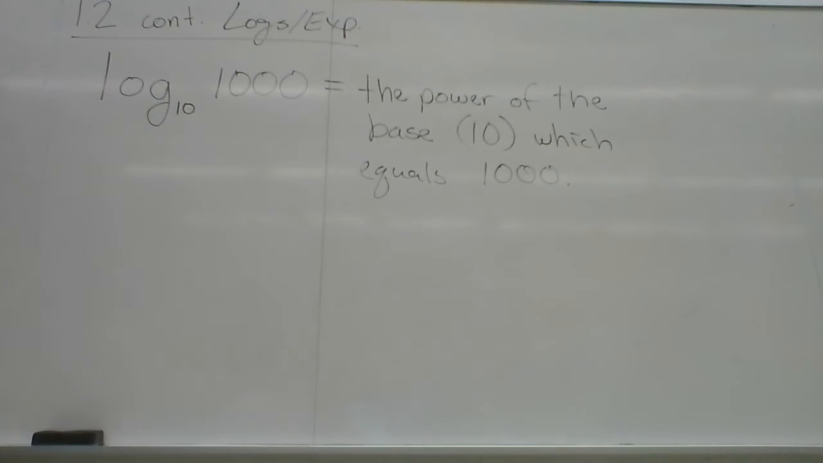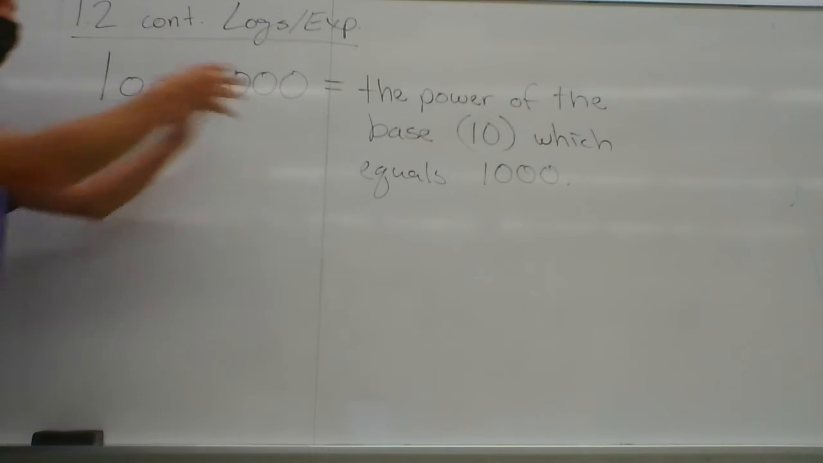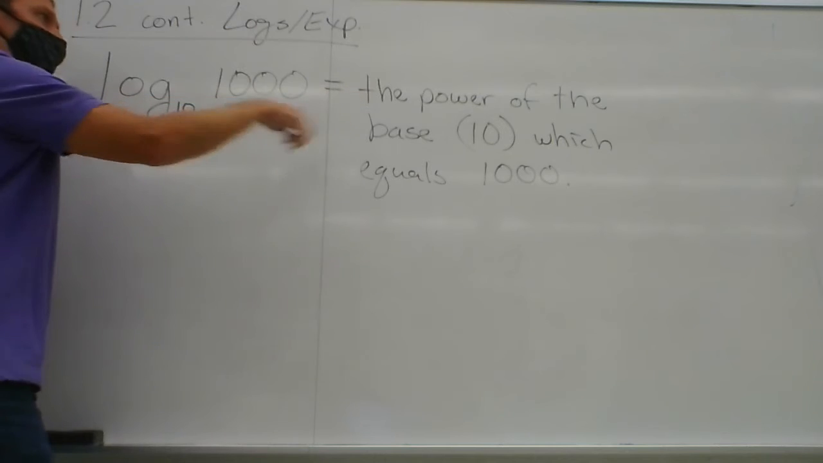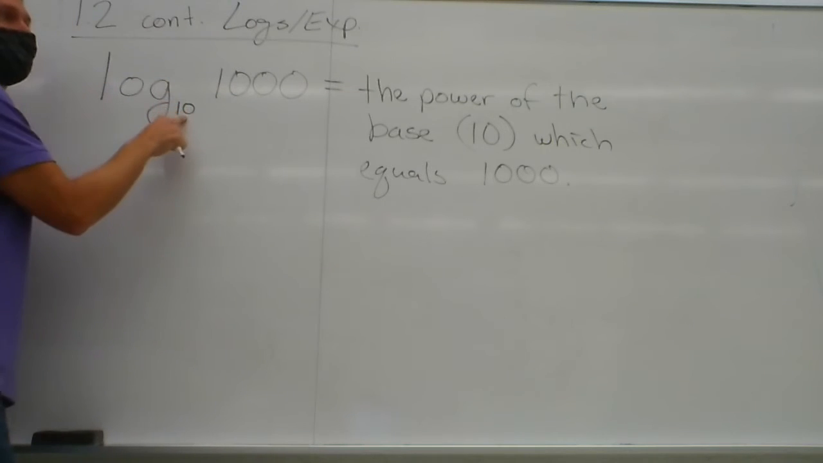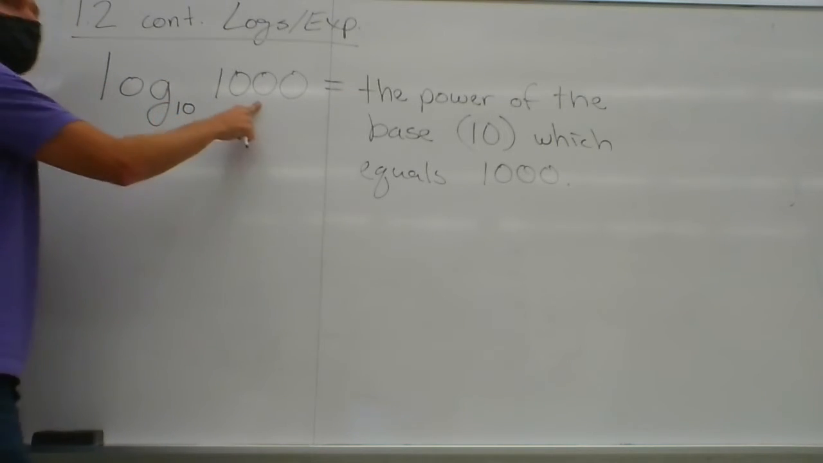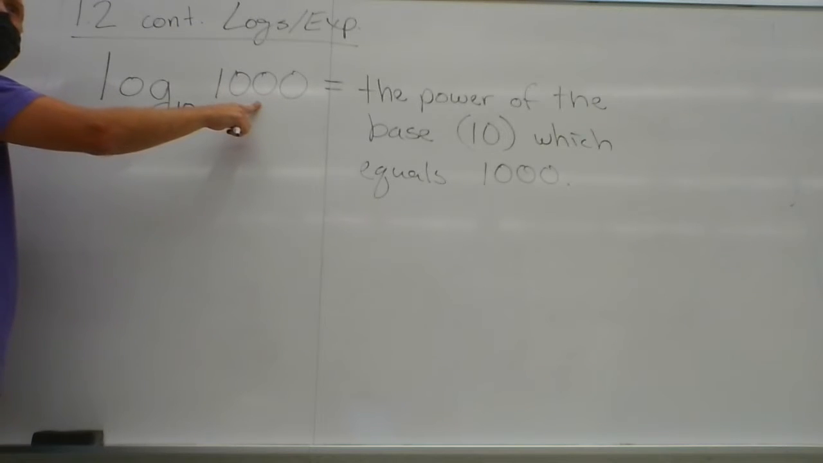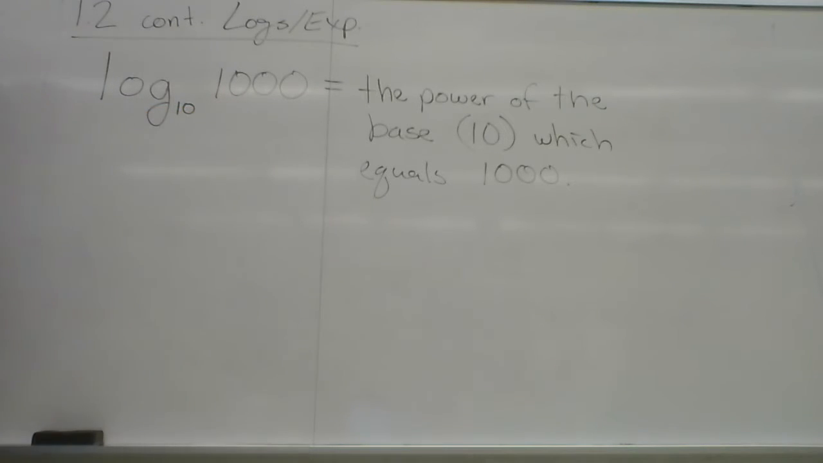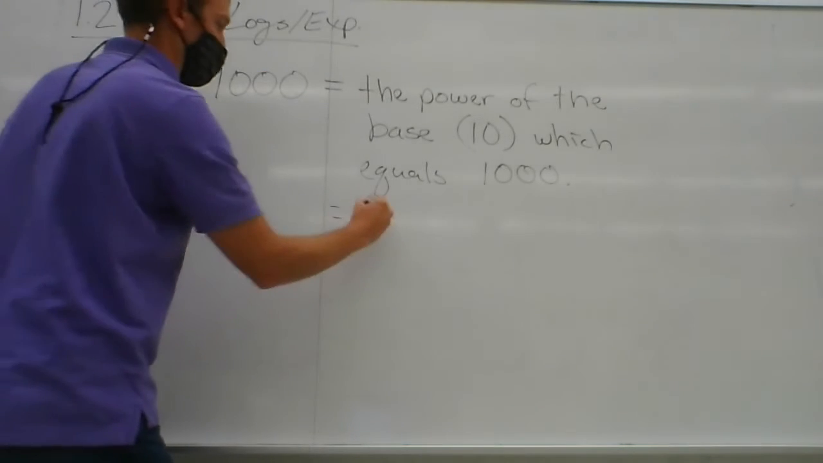So for any logarithm, there's going to be a base written, and then there's going to be an input. And what your answer is, what it computes to, is literally the power, the exponential of this, which definitely gives you that. Okay, so in this one, what power of 10 gives you 1,000? 3, yeah, so this is just 3.